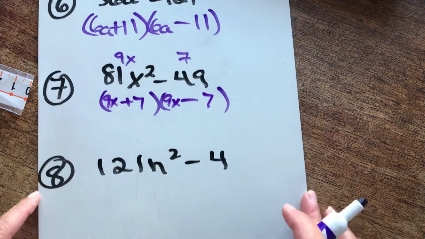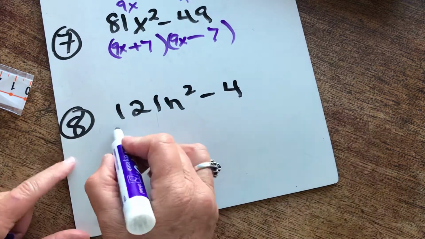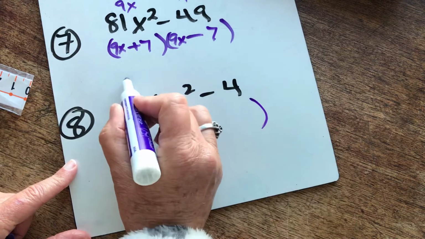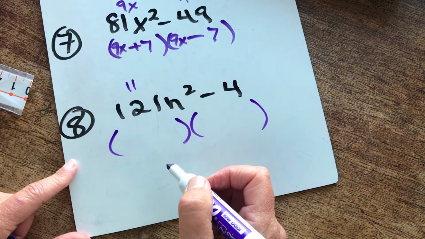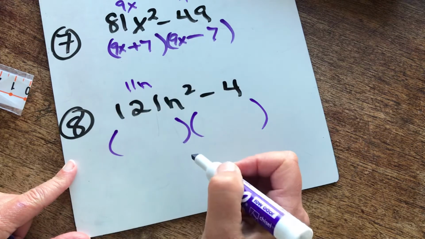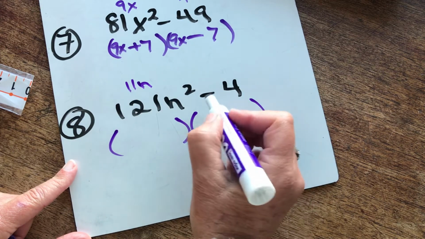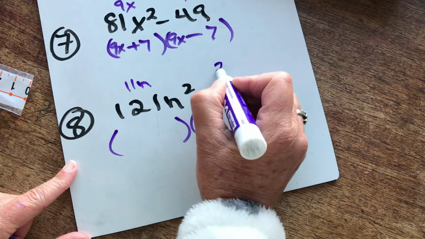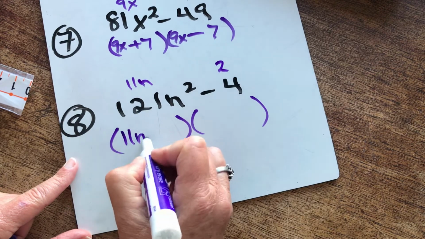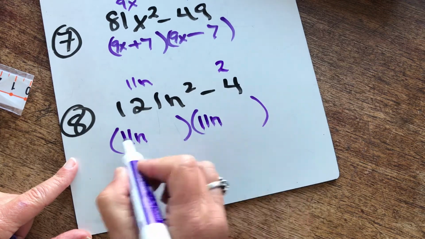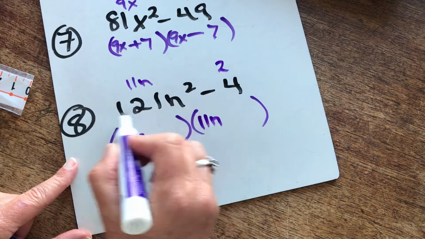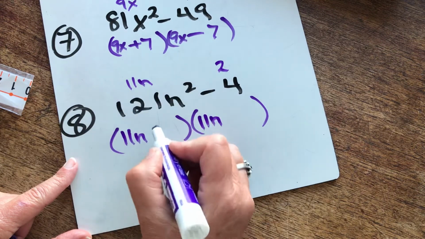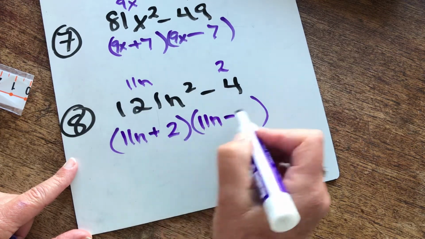Let's try the last one. 11 times 11 gives me 121. N times n gives me n squared. And this last one is 2. So we have 11n, 11n. Those multiply together to give me that 121n squared minus 4, with 2 in each set of parentheses, one plus and one minus.